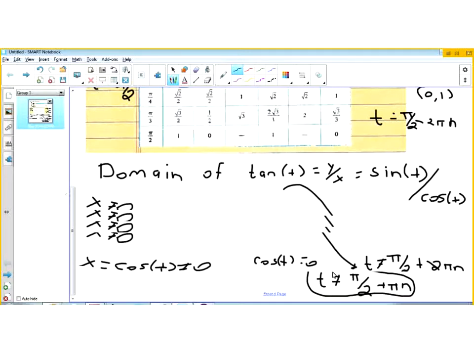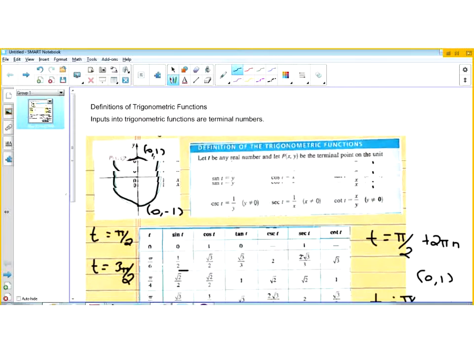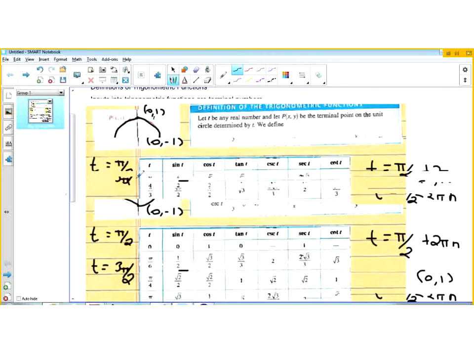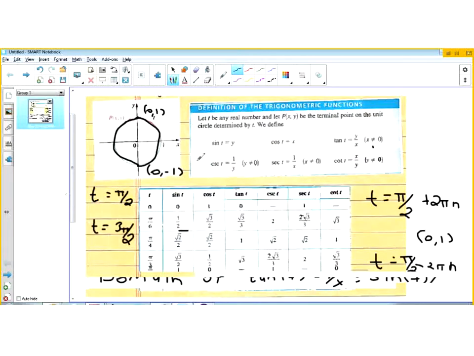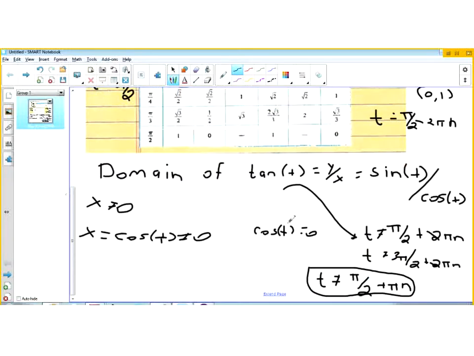Right? And these numbers are called periodic numbers. So they repeat themselves. These numbers, like for instance, this number repeats itself every 2 pi. So we say that it has a period of 2 pi for this particular terminal number. So by periodicity, these are the terminal numbers. And we'll talk more about periodicity later when we sketch the graph of the function.